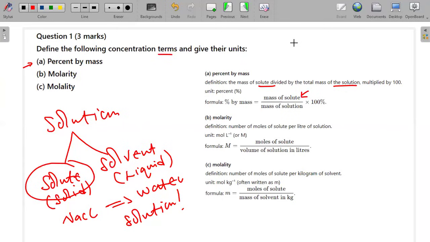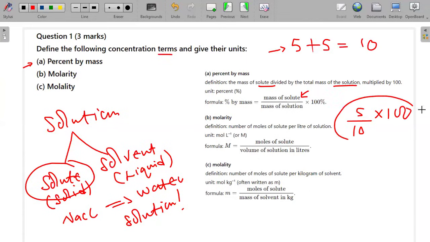So if, for example, the solute had mass 5 and the solvent also had mass 5, it means the mass of the solution is going to be 10. So to find the percent by mass of this solute, we're going to say mass of the solute divided by the mass of the solution multiplied by 100. Whatever percent we get here, that's the percent by mass of the solute.